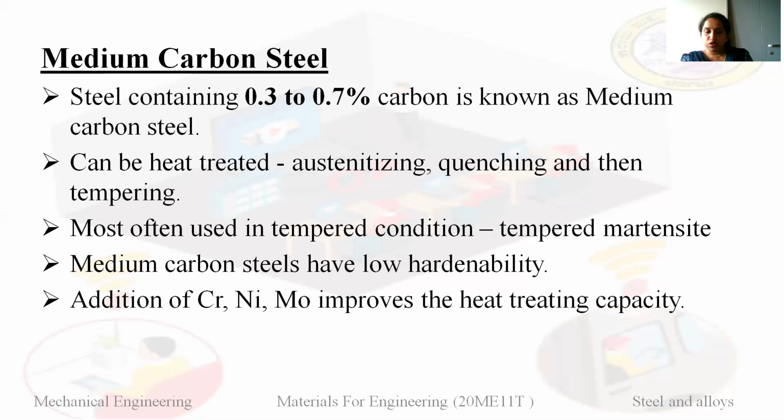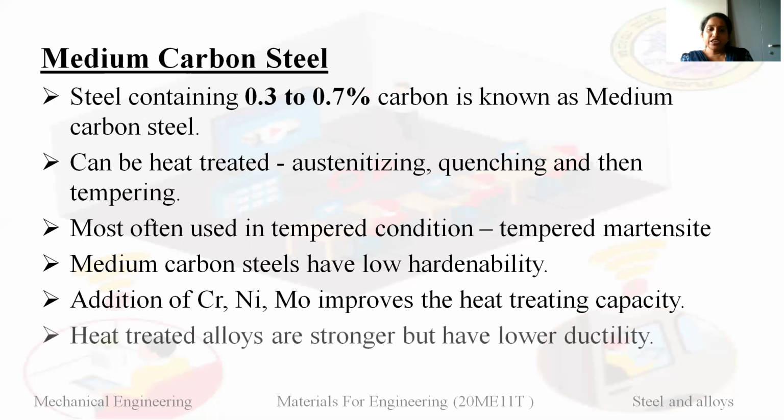As I have already told you, we have understood that low carbon steel cannot be heat treated. Its strength can be improved only by cold working. But medium carbon steel can be heat treated by adding chromium, nickel, and molybdenum. Heat treated alloys are stronger but have lower ductility.